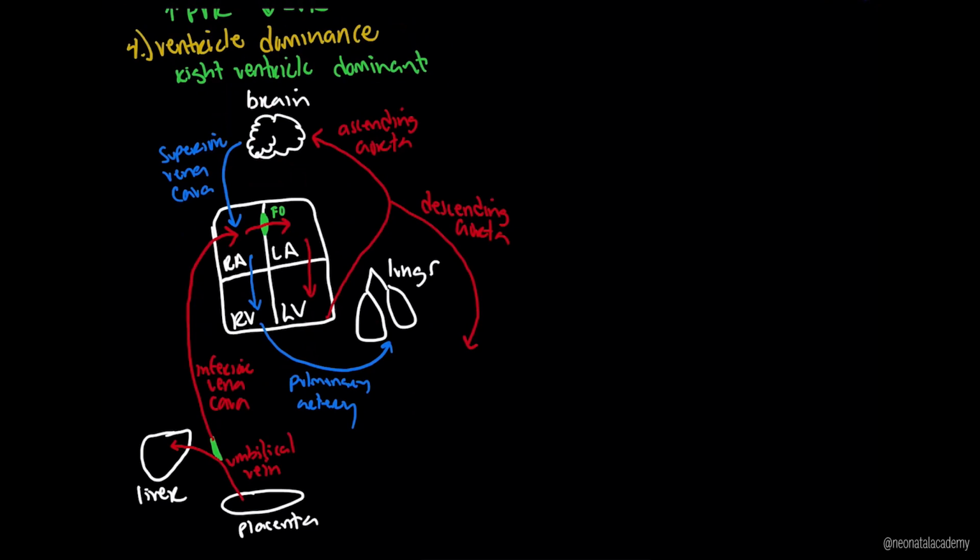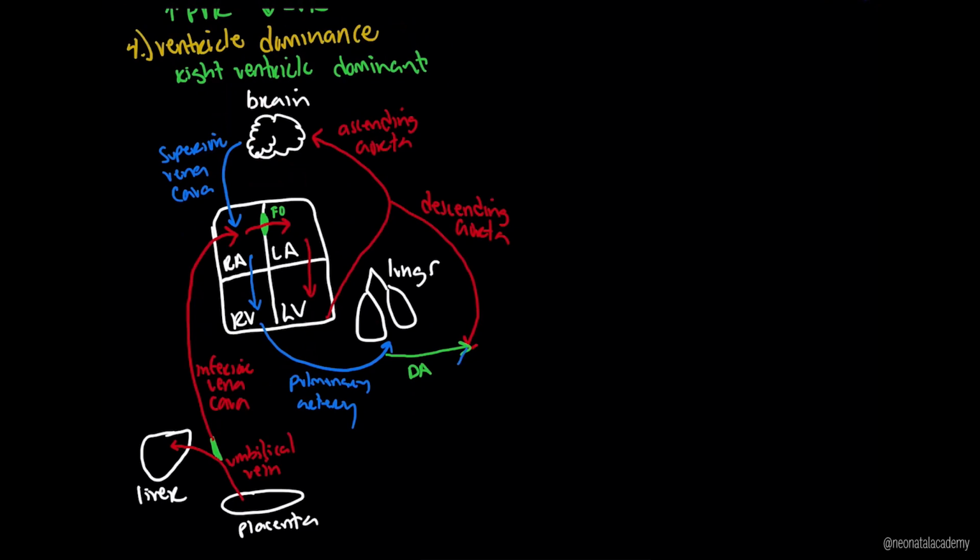And then we're going to encounter our last shunt here that connects the pulmonary artery and the descending aorta. It's going to be the ductus arteriosus, so it's going to connect them right here. And right now we have right to left shunting. So I'll label this as DA. So blood is going to be shunted from the pulmonary artery to the descending aorta.